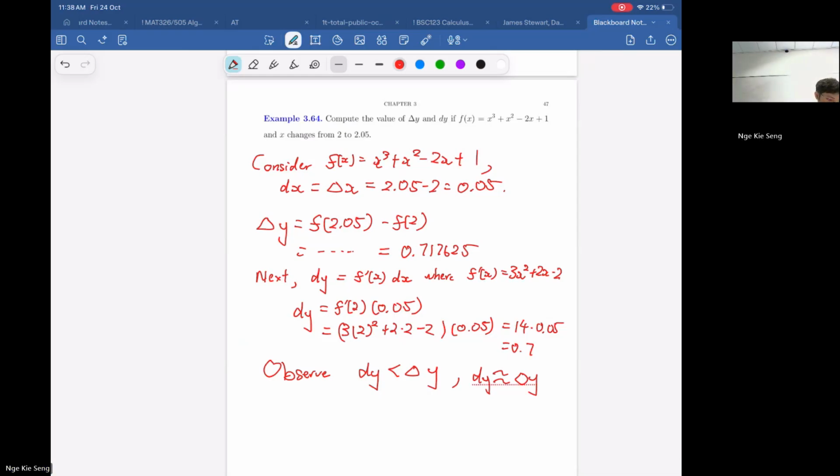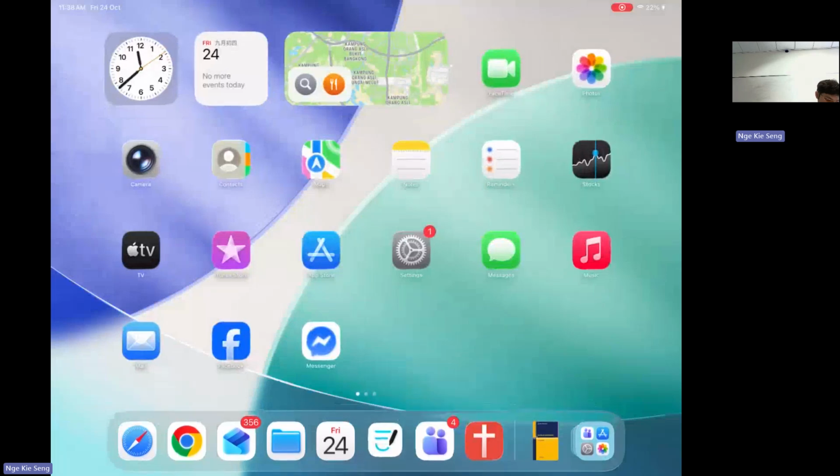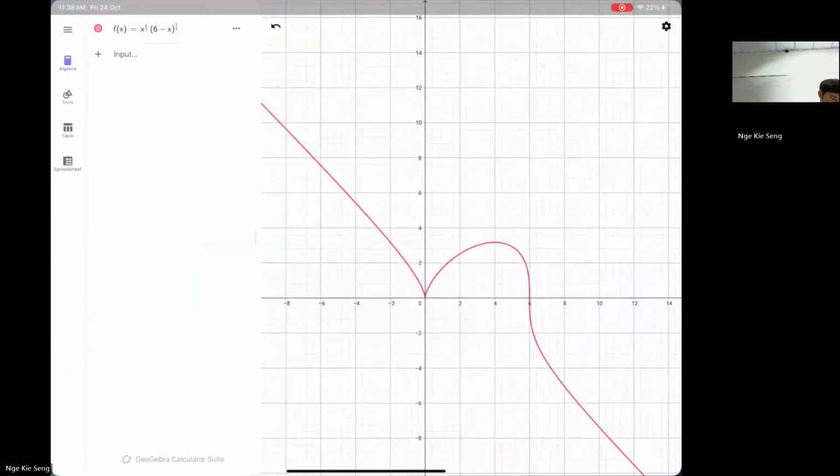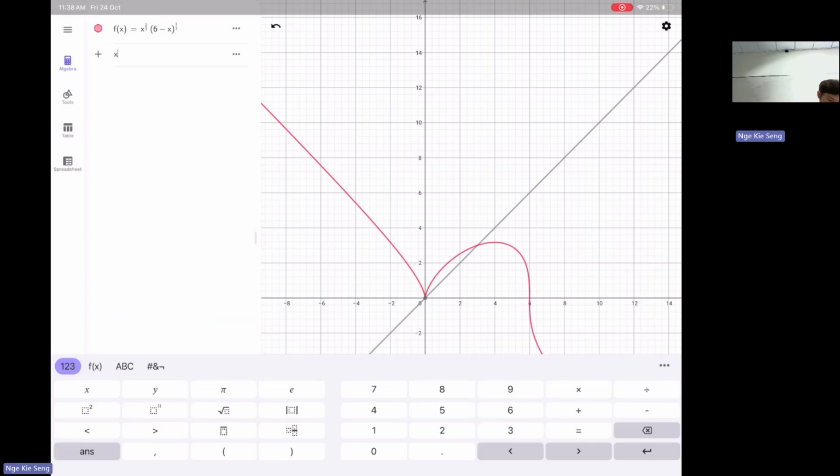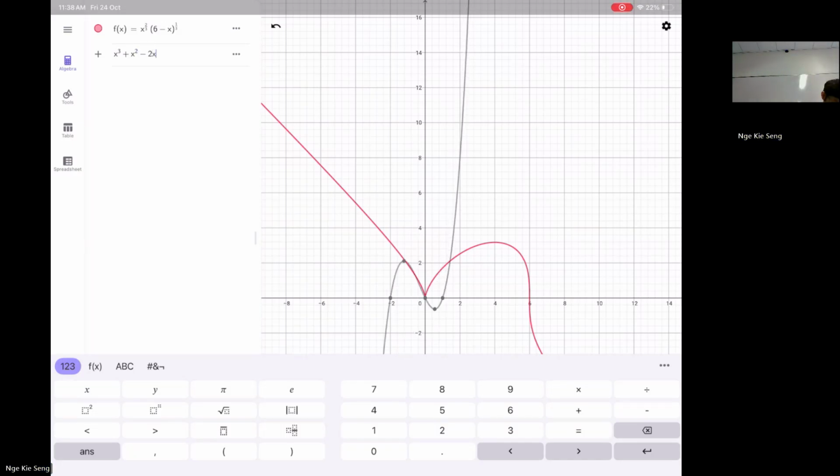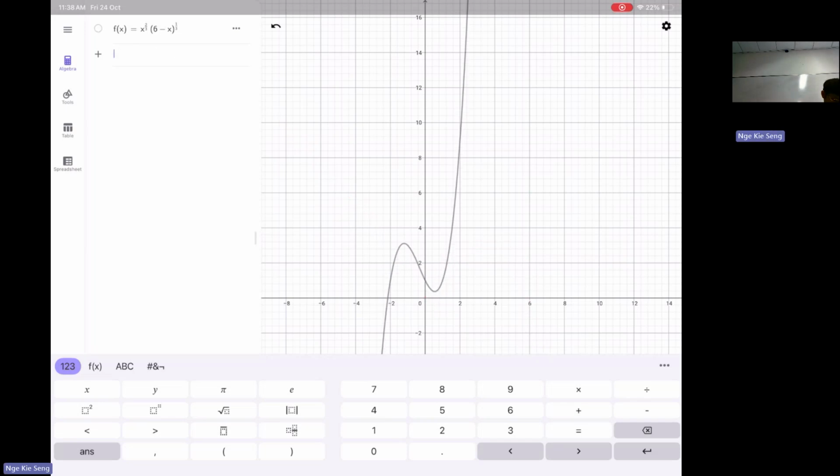Should we plot this for you to see? Maybe let's plot this for you to see. x cubed plus x squared minus 2x plus 1. Okay, so this one, close it and place.